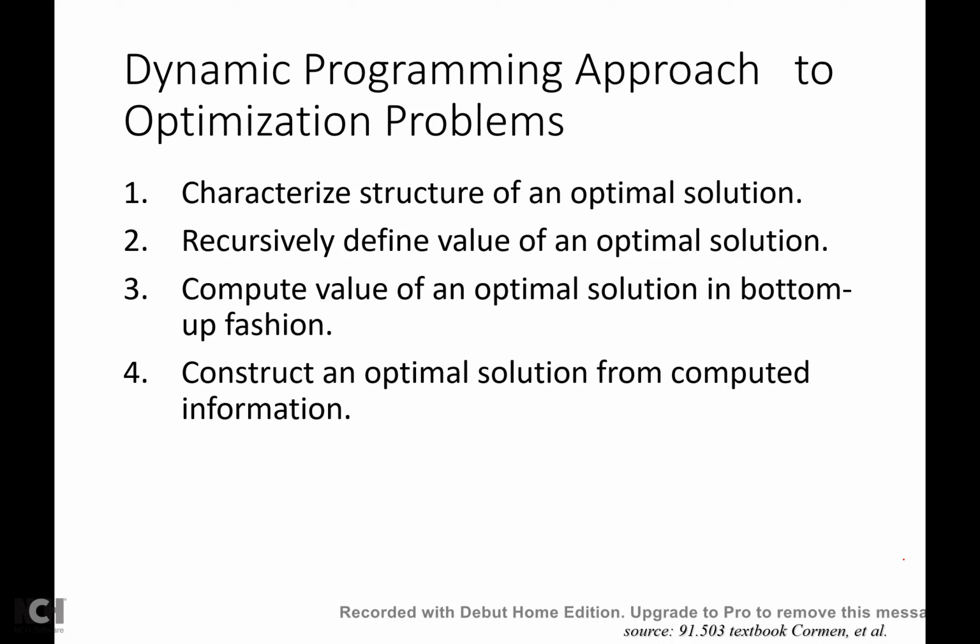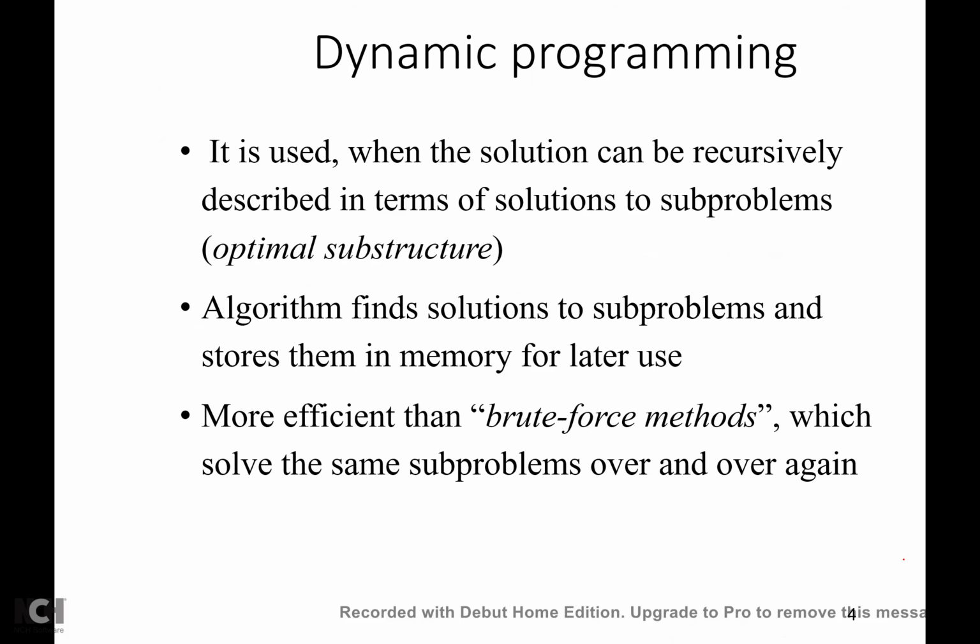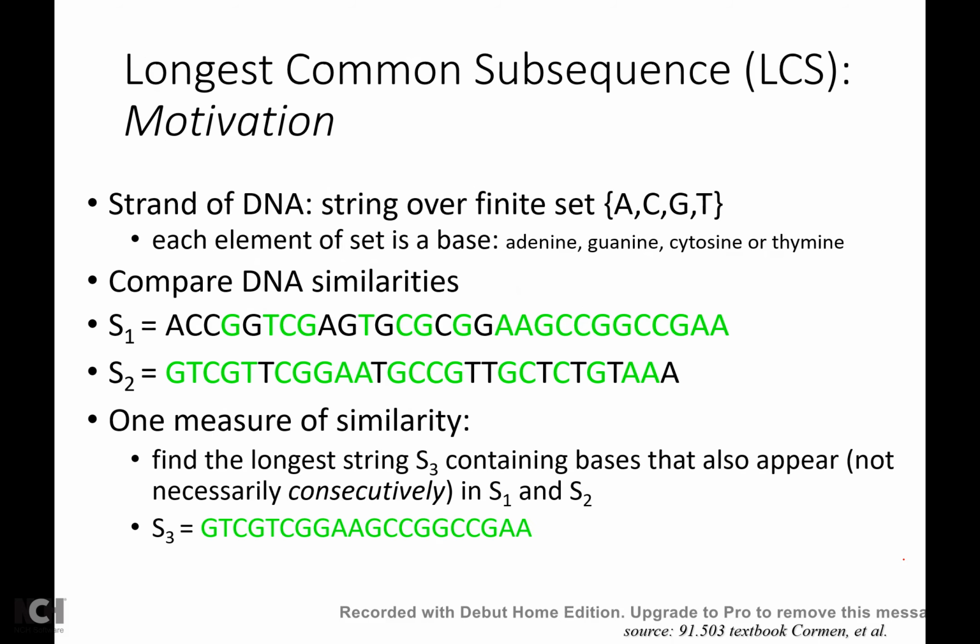The fourth step, construct the optimal solution from the computed information. We got the optimal results, and then we have to construct the solution for the user. Just like in the rod cutting problem, we tell the user what the best profit could be. Then we also have to tell them the specific cuts, where to cut to get the best profit, right? Okay.